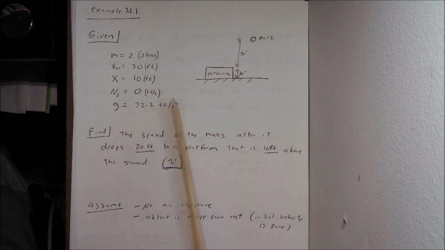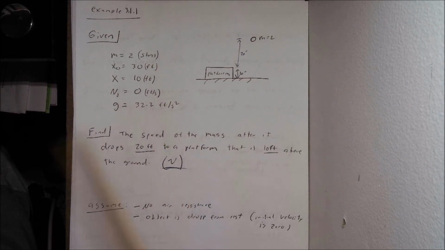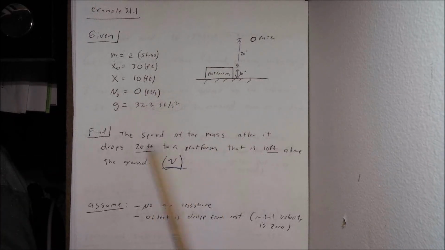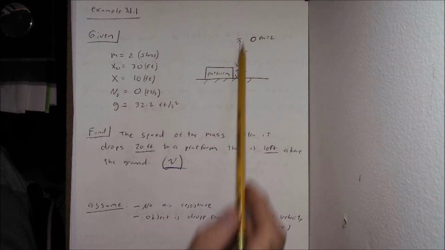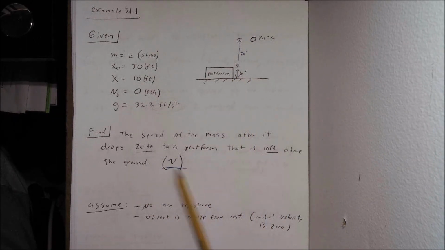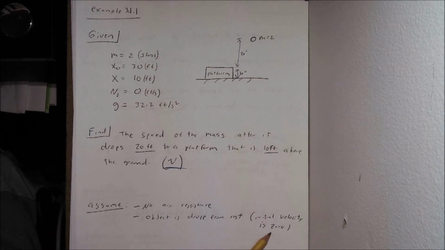We really want to pay attention to what units we use here. We're dealing with feet with everything else, so we want to be in feet per second squared for our acceleration due to gravity. What are they asking us to solve for? They ask us to find the speed of the mass after it drops that 20 feet to a platform that's then 10 feet off the ground. So we're looking for our v, for our speed. Assumptions we want to make with this problem: we're going to assume that there's no air resistance and that the object is dropped from rest, so its initial velocity is 0.